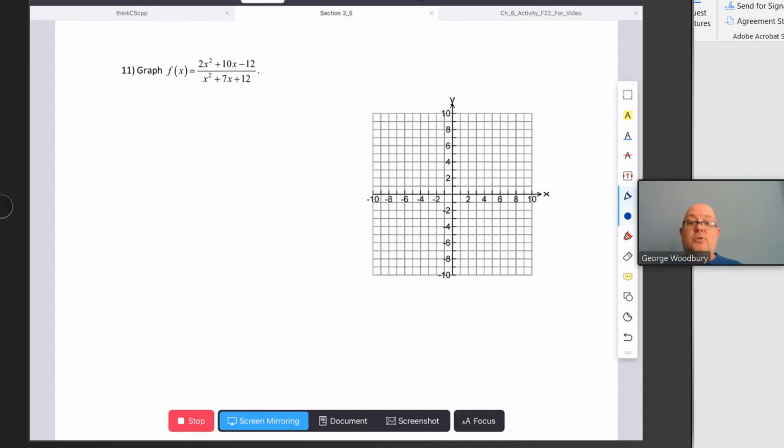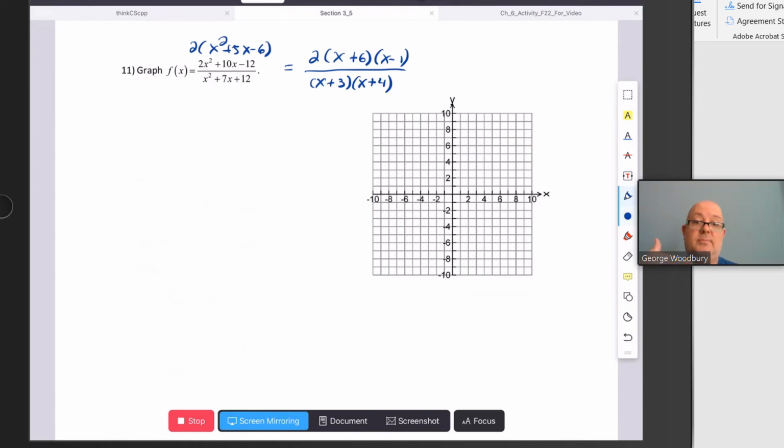I'm going to factor both the numerator and denominator because it's going to make it easier for me. The numerator, if I take out a 2 first, I get x squared plus 5x minus 6, and that factors. So this numerator is 2 times x plus 6 times x minus 1. The denominator is x plus 3 times x plus 4. And I can get a lot of things out of here.